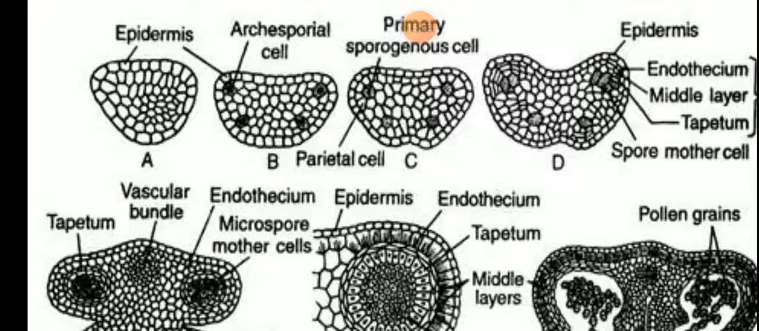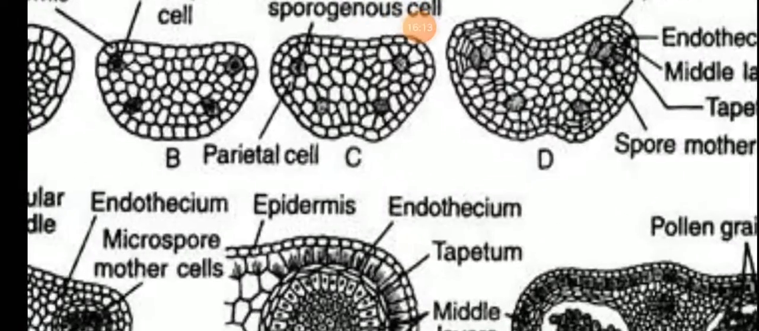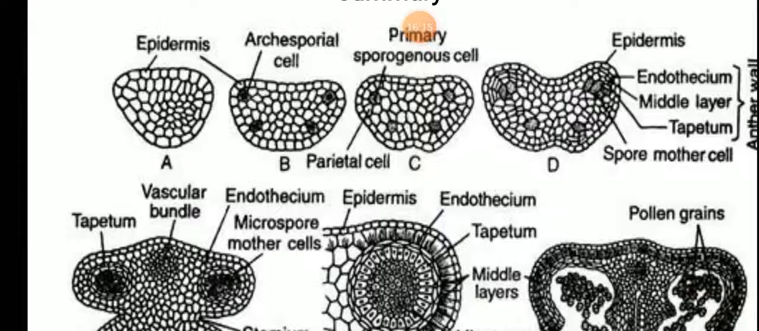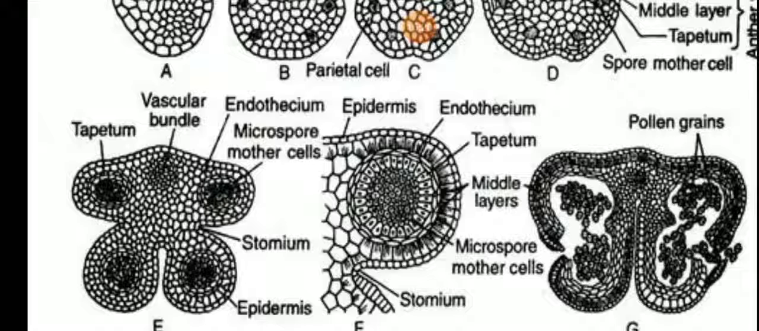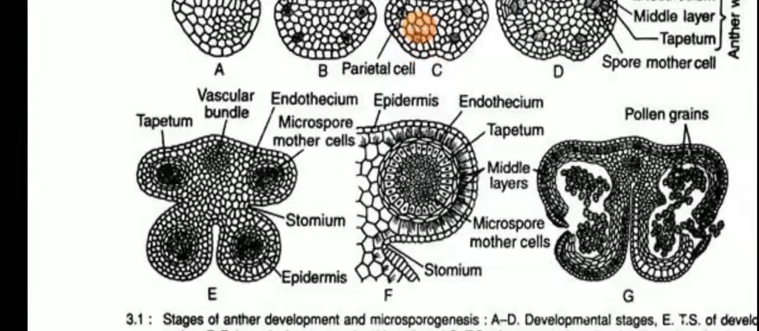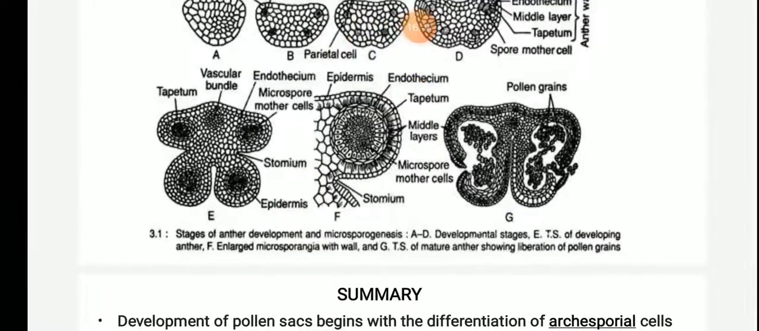In the beginning, it is a homogeneous ball of cells, and then slowly it starts differentiating into four lobes. Once the four lobes have been achieved, at the hypodermal region, archisporial cells differentiate, and these archisporial cells undergo periclinal and anticlinal division to form the outer primary parietal layer and inner primary sporogenous layer. The outer parietal layer undergoes division to form the wall layers of the anther. The inner primary sporogenous layer will produce the pollen grains, which will eventually develop into male gametophyte.